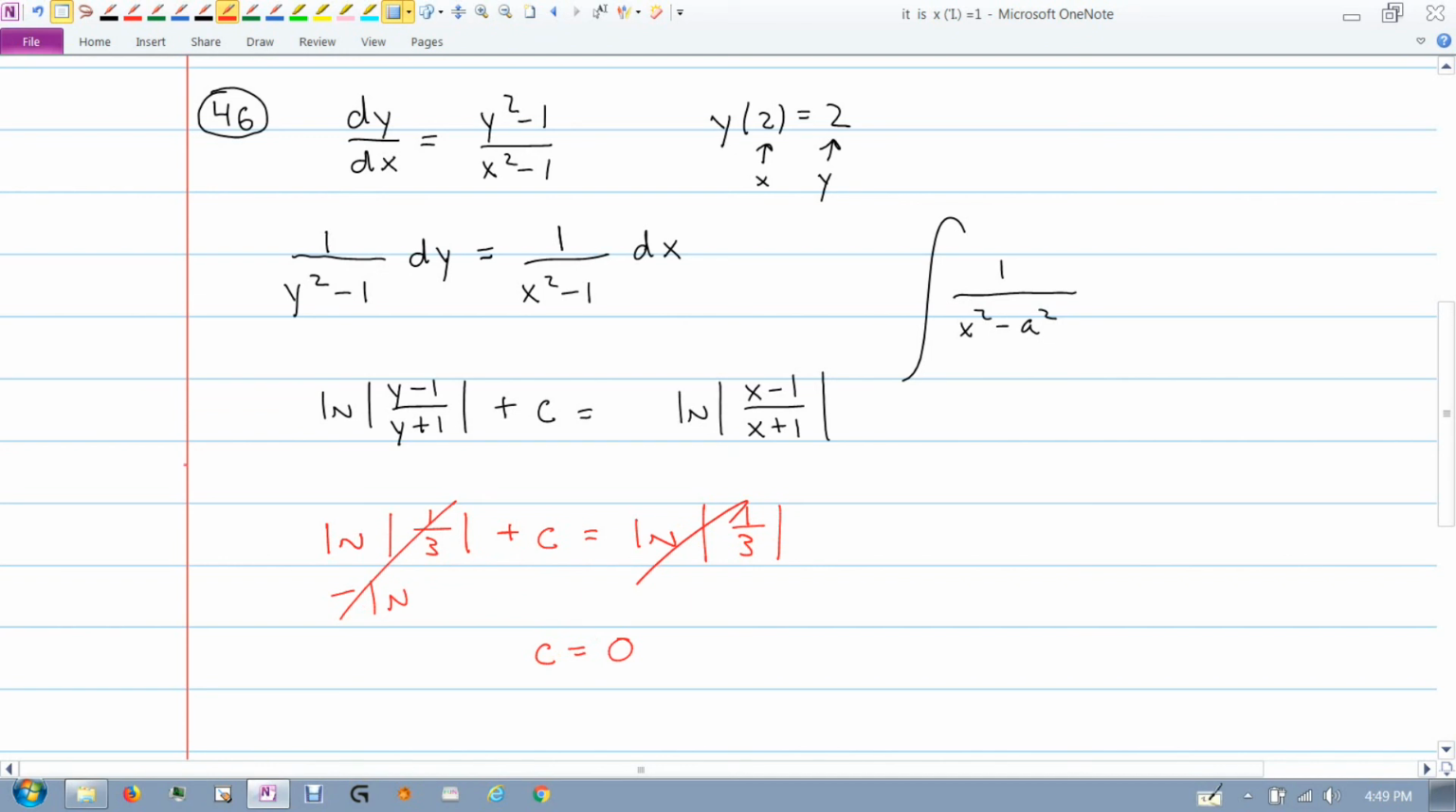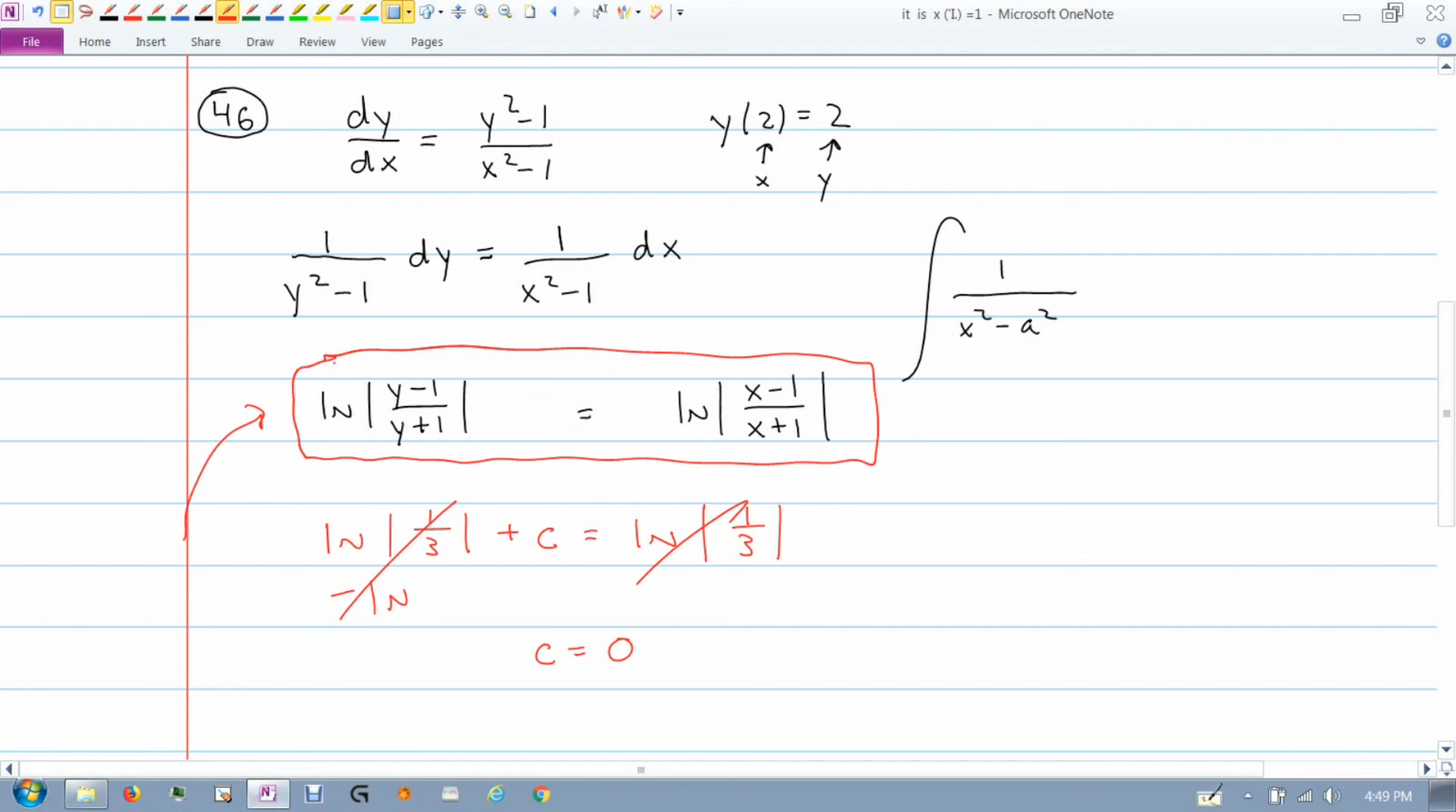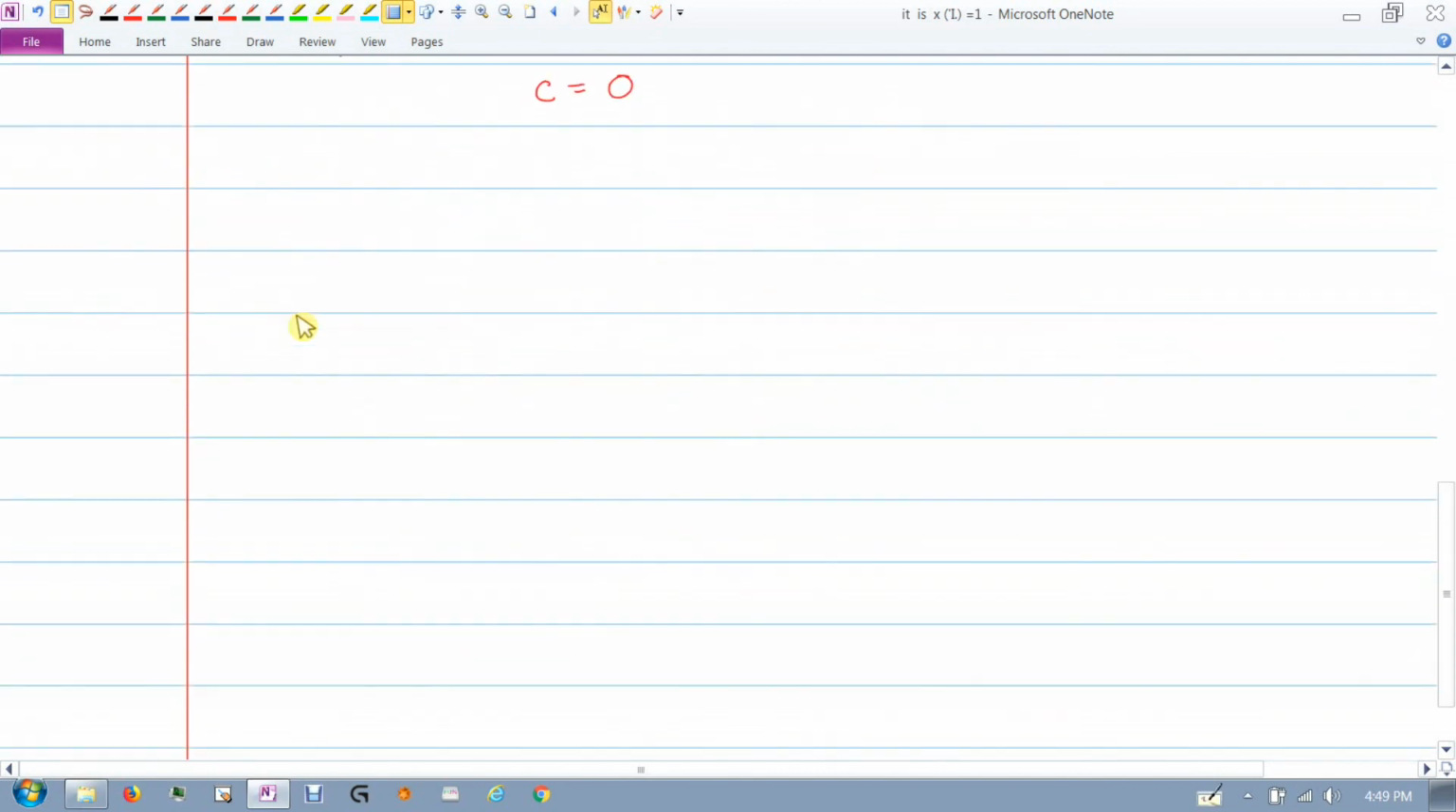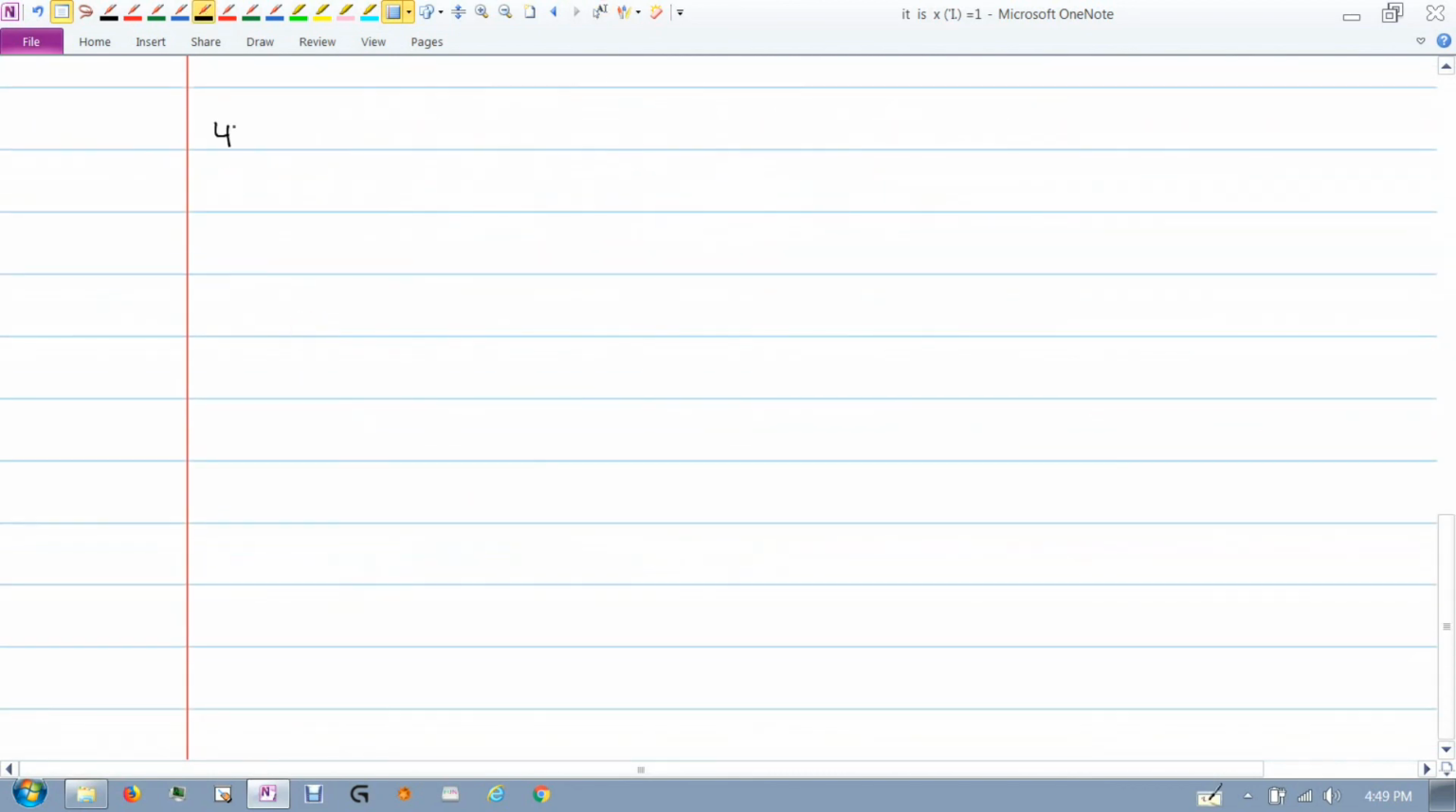So if we just come back up here and we replace c with 0, this would be our solution to the differential equation that satisfies that initial condition. All right, 47. X squared y prime. I'm going to go ahead and write that as dy dx equals y minus xy. We have the condition that y of -1 must equal -1.